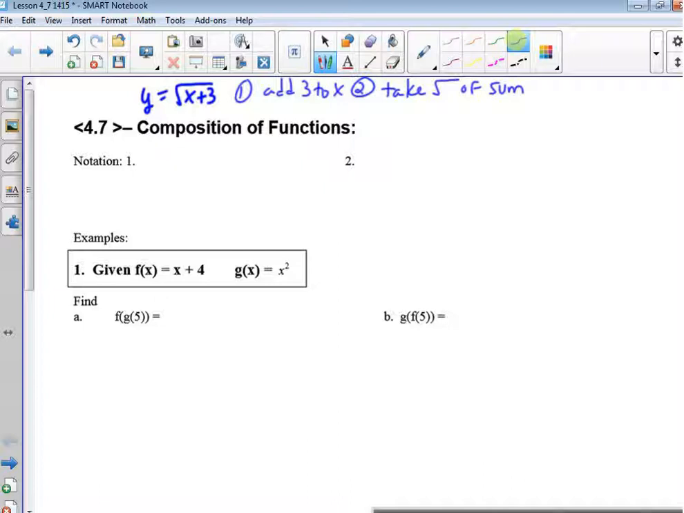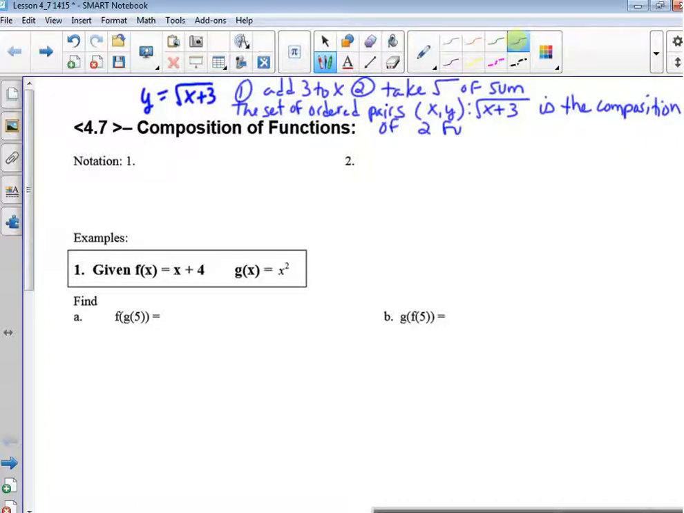The set of ordered pairs (x, y) such that y equals radical x plus 3 is the composition of two functions. So basically, the composition of functions is the combining of two functions to create a single function.